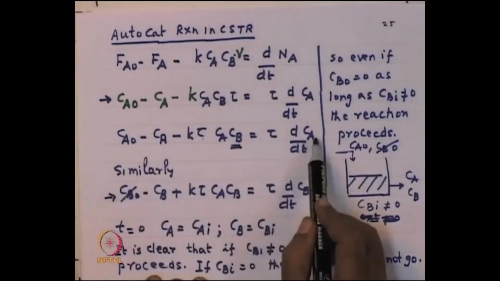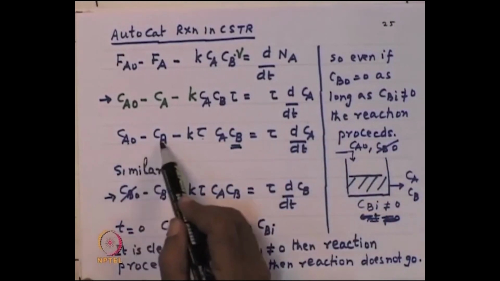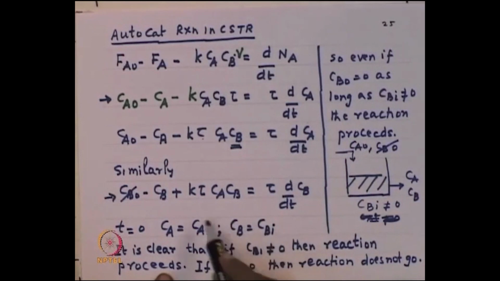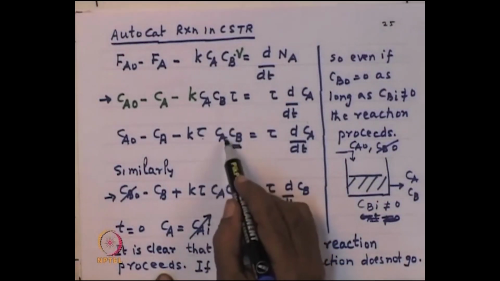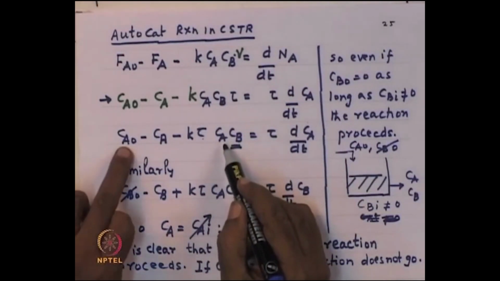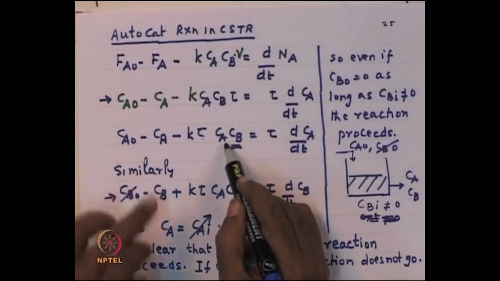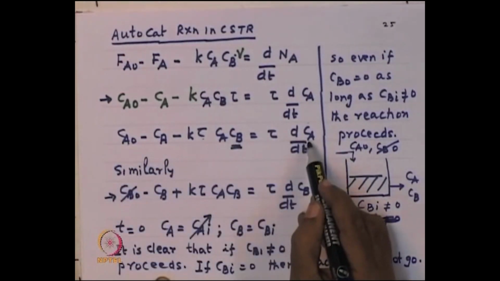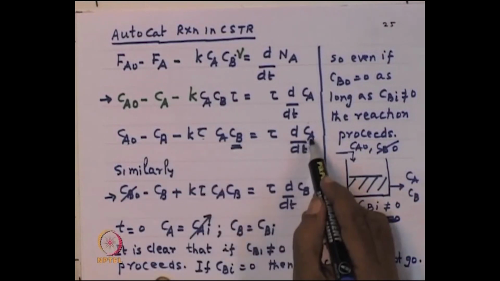As per equation 1, you can see here input, output, generation, accumulation. When you started the reactor, Cbi is finite, Ca is 0. Therefore, this term was 0 at time 0, but a little while later Ca has started coming in, therefore, there is Ca in the reactor, and this term is finite. Therefore, this reaction would take place. Is that clear what we are saying?